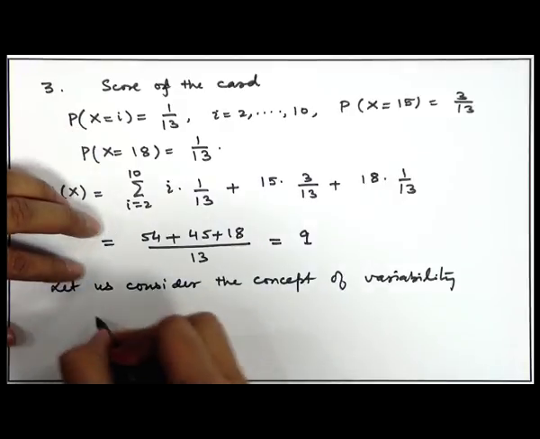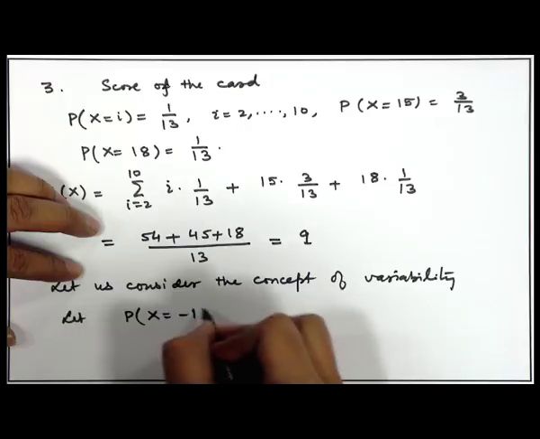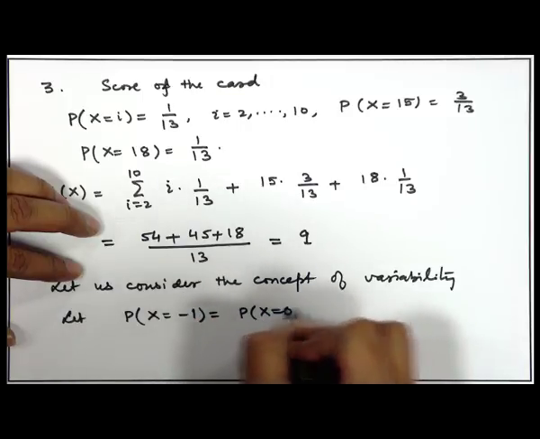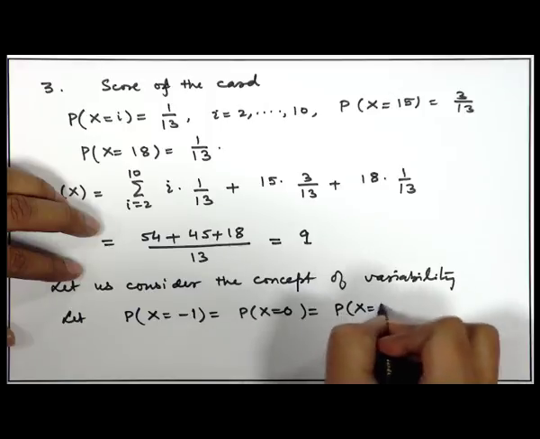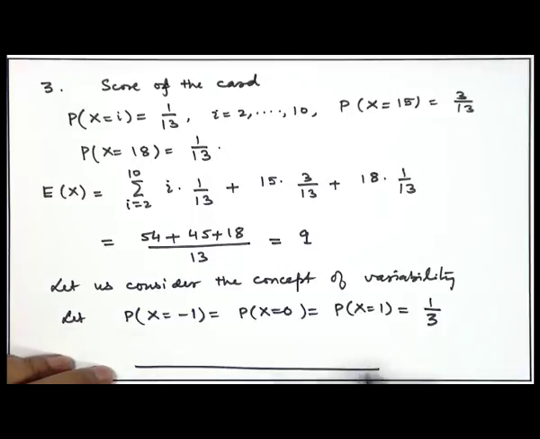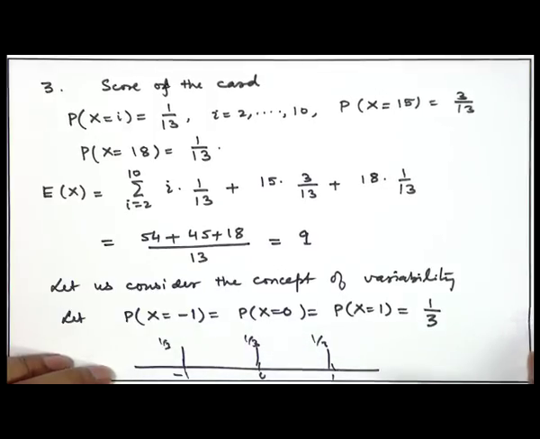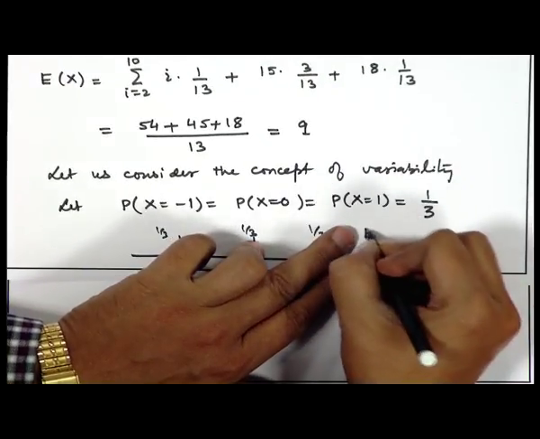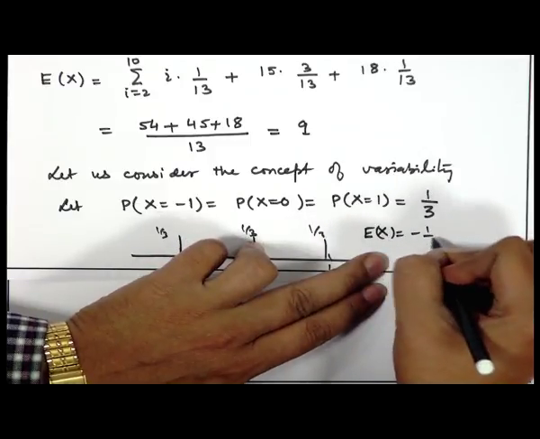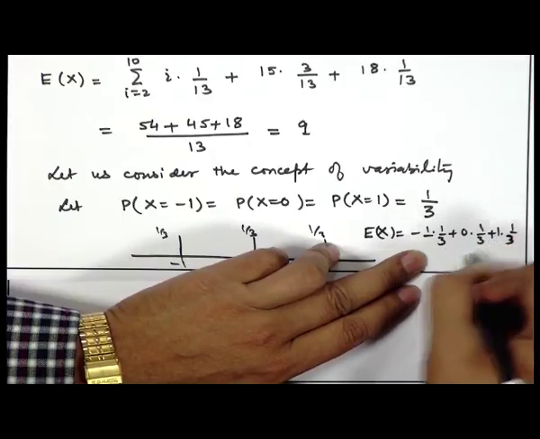So, let us take probability x is equal to -1 is equal to probability x equal to 0 is equal to probability x is equal to 1, it is equal to say 1 by 3. That means -1, 0 and 1, each of them is having equal probability 1 by 3. So, if you look at the expectation of x, that is equal to -1 into 1 by 3 plus 0 into 1 by 3 plus 1 into 1 by 3, that is equal to 0.